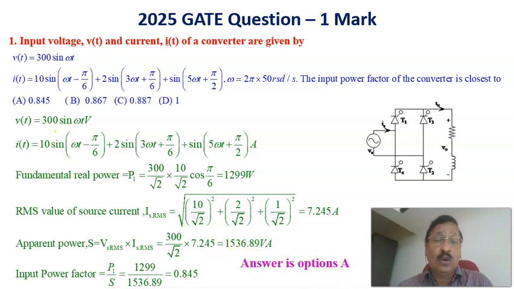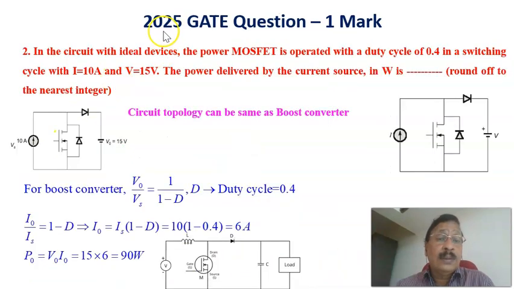Therefore, the answer is option A. Now coming to the second problem of the 2025 GATE question, that also carries 1 mark.